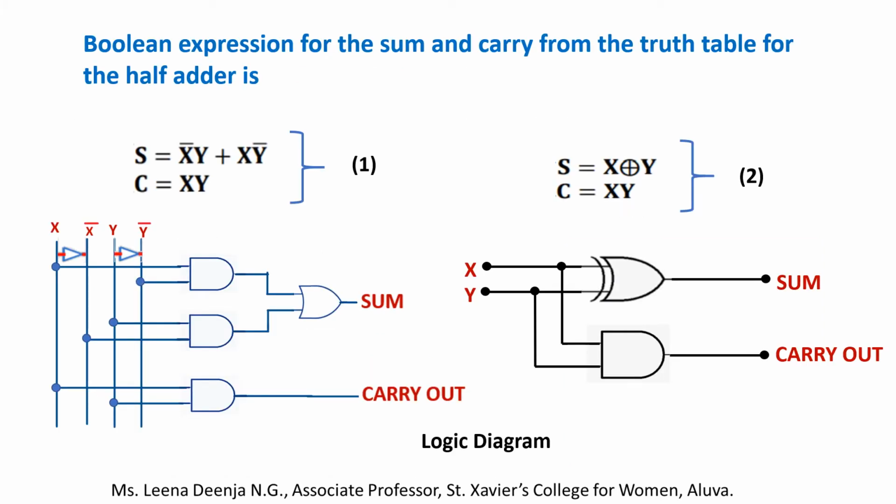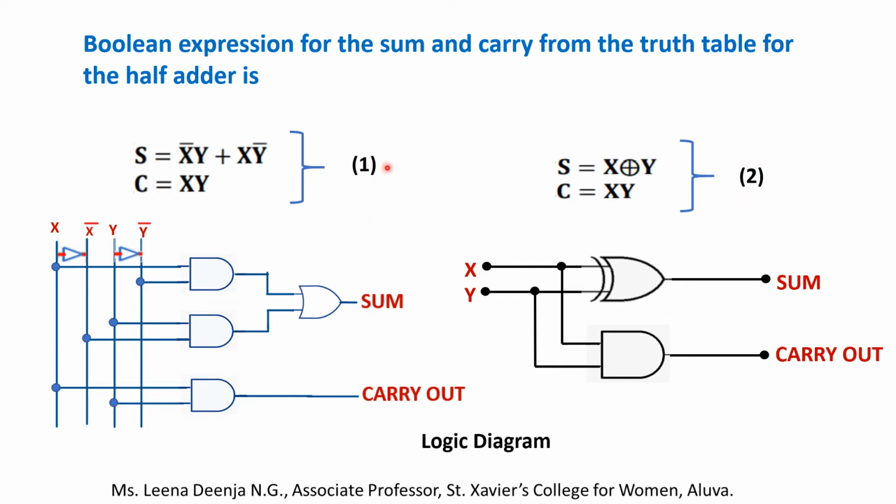Boolean expressions for the sum and carry from the truth table for the half adder is S equal to X bar Y plus XY bar and C equal to XY. The set of equations we represent by 1. Then we can see that the output of this circuit S is equal to the output of an exclusive OR gate or XOR gate. So first equation we can represent by S equal to X XOR Y. And C same, C equal to XY. That set we represent by 2.